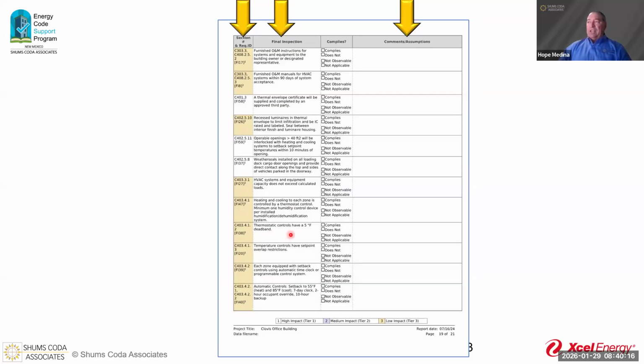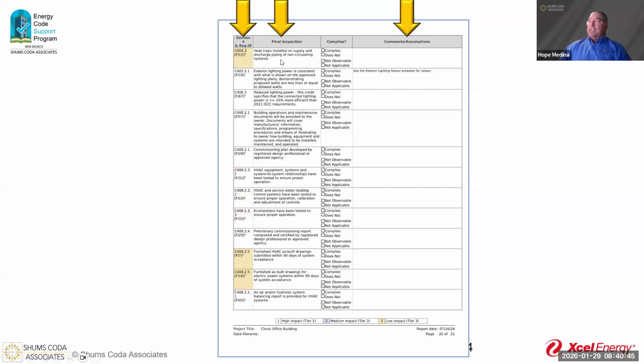Our thermostatic controls have their 5-degree dead band, that we have temperature controls with set point overlap restrictions. Automatic controls are set back to heat for the 55 degrees and 85 degrees for the 7-day clock, the 2-hour occupant override, and the 10-hour backup. All things on those inspections that we need to know about. We continue on. You can see this goes back to our plumbing, which is in our mechanical compliance check, that the heat traps were installed on non-circulating systems, that our exterior power lighting is consistent.